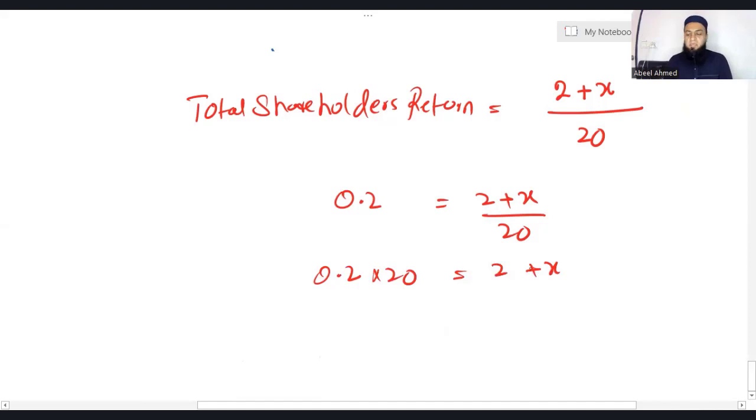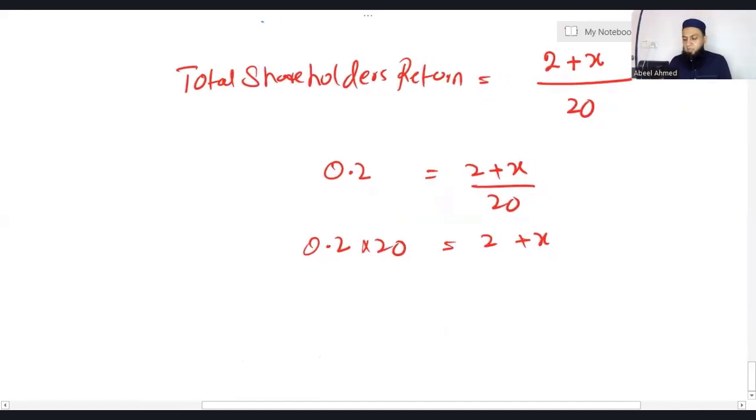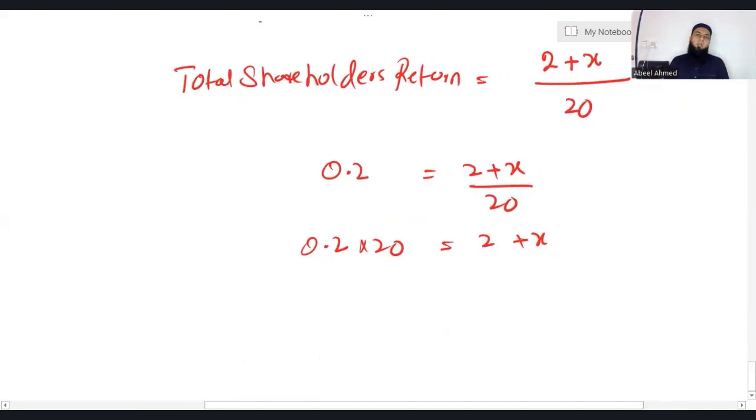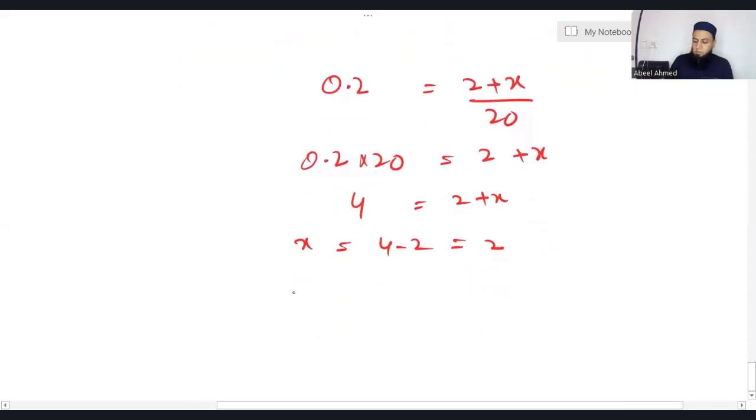Basically, this X is representing the capital gain, because we know that the total return of the shareholder actually consists of two things. One is dividend, another is capital gain. So if I take 20% of 20, obviously it is 4, if I'm not wrong. So it means the capital gain is 2. Okay, the capital gain is 2, but still it is not the answer.